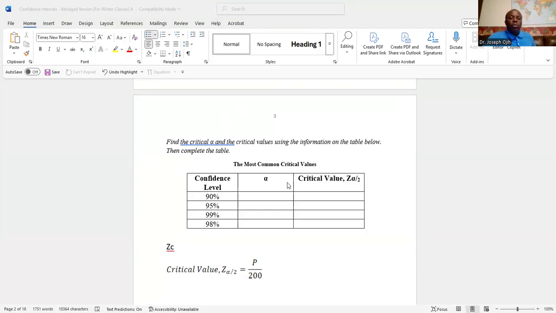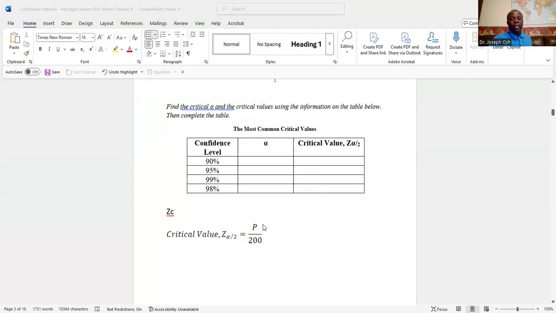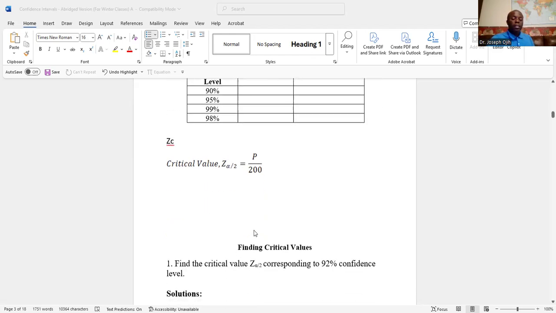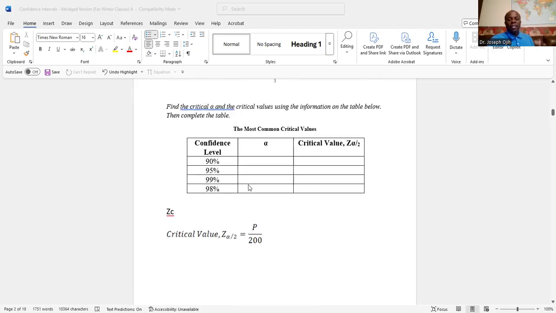Alpha. So listen, there are two ways you can do this. Either you use the table, in which case we use this formula to divide and then look for it on the table. But to save time, we're going to use Excel for this class. And this question can be asked in different forms. It can be asked in the form of a table here, where they want us to get the critical value for all the confidence levels.